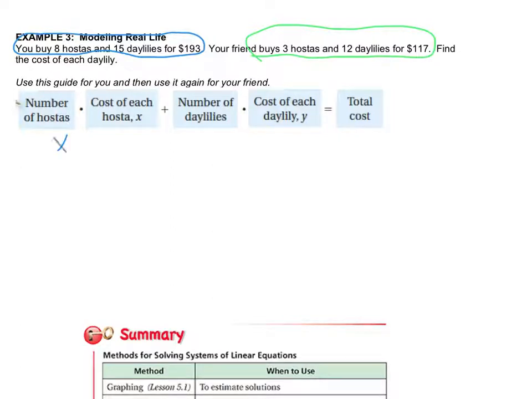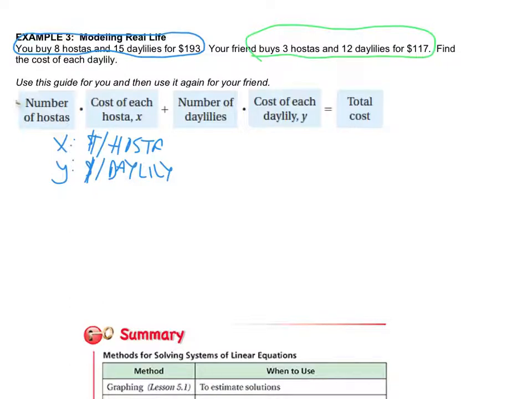So the x, that's going to be the cost per hosta. The y is going to be the cost per daylily. Now again, there's too much information for one equation, which is why we're going to need to use a system to find out the 2 equations. So let's just do us first.